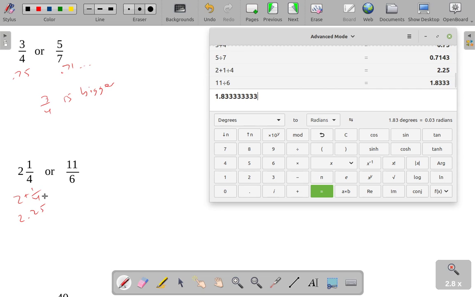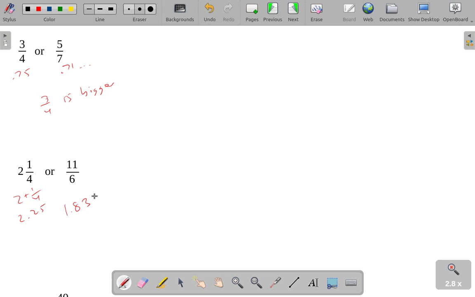You can see the fact that it's an improper fraction actually makes it a little easier to work with than a mixed number. That's why, in general, I tend to prefer improper fractions over mixed numbers, almost exclusively. There are very few instances where I prefer the mixed number. In any case, you can see this 2 point something is bigger than 1 point something, so the 2 1/4 is bigger.